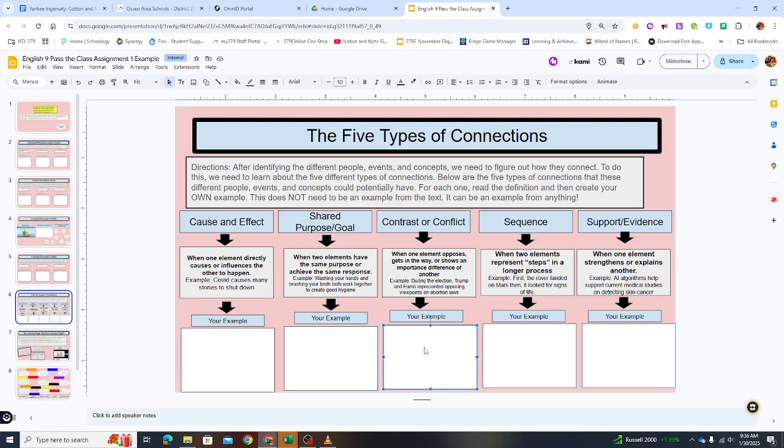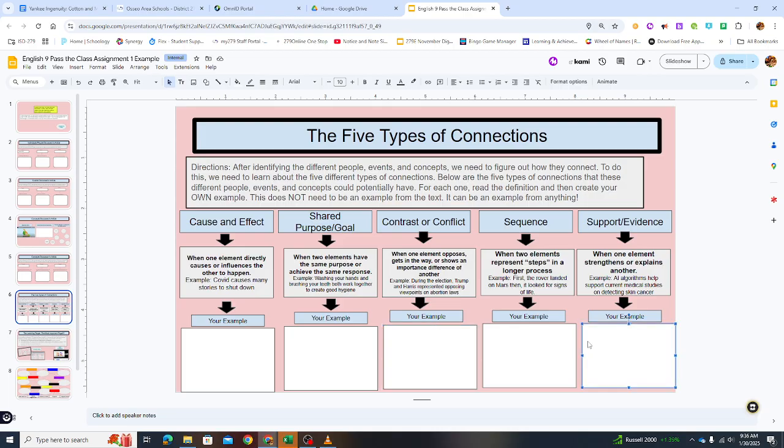Sequence are just 2 things that happen in order, right? So, I brushed my teeth, I went to school, right? Those two things went in sequence. Or two events, right? Two things that happened during the war. First, second, they happened in sequence.